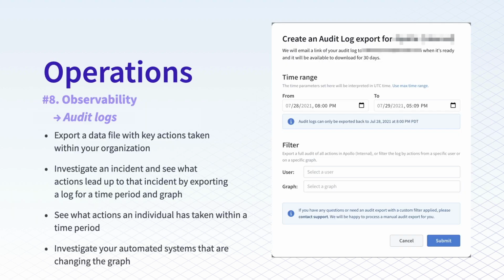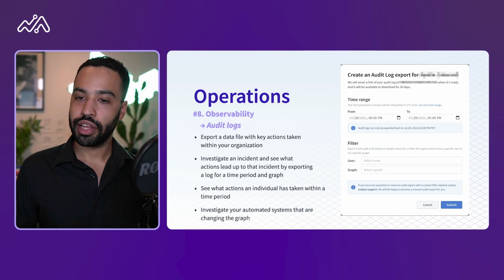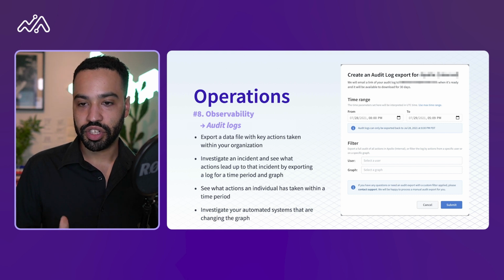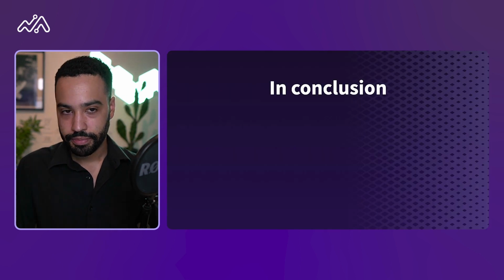Lastly, understanding your graph usage is important, but at the org level, you'll want the ability to keep track of key actions performed and by whom overall. Audit logs is a feature that lets you export a data file with all of the actions that were taken throughout the org. That means if there was ever an incident, you can export an audit log for a time period and see what actions an individual or an automated system has taken during that time.